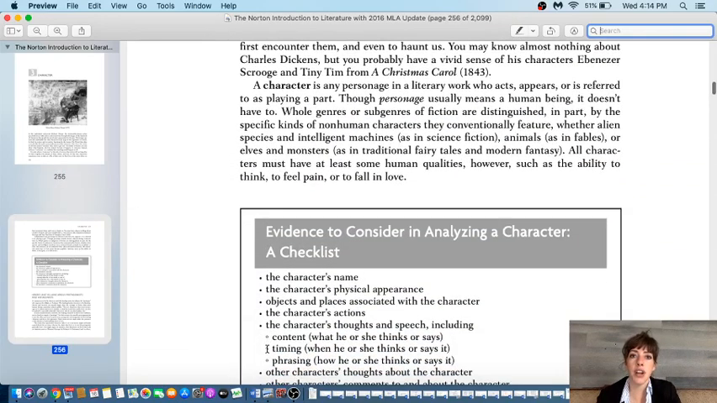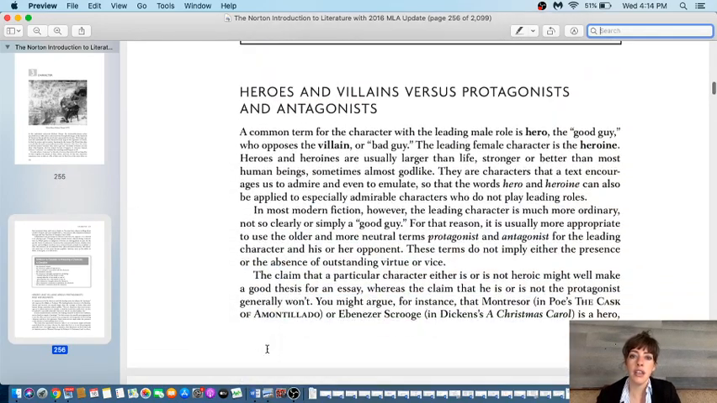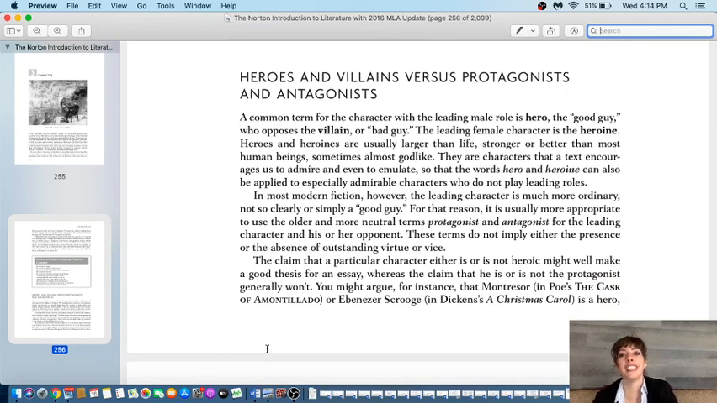We are going to start on heroes and villains versus protagonists and antagonists. This distinction is really important because in the past, I think people used to teach the protagonist as the conquering hero, right? And the antagonist as the villain. But it doesn't need to be that way, and often it is far more complex than that in a story, particularly because the reason we read literature is to get insight into other people's thinking and other experiences.